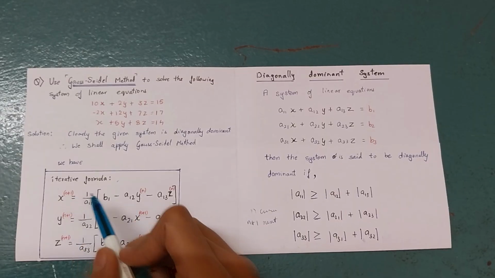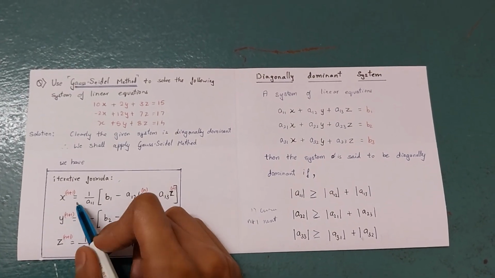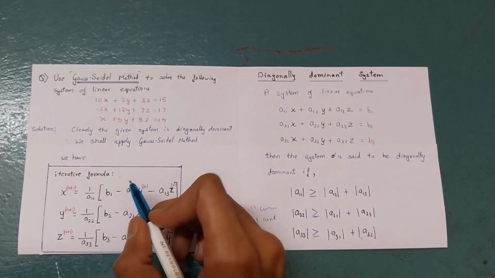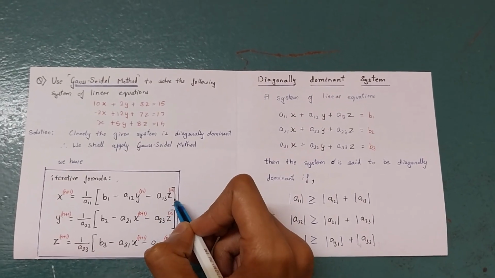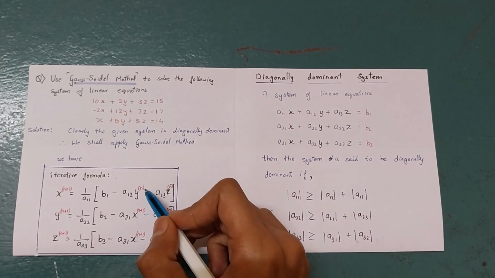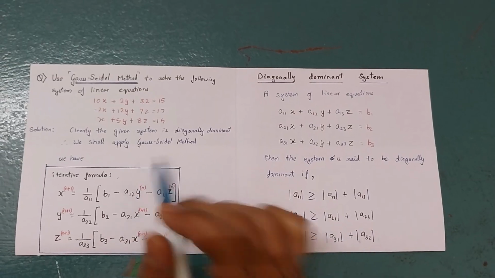When we find the x value, it's of the next iteration, so we write it as n plus 1. Next we need to input y and z, right? For the y and z values we need to consider the latest value. The latest y value is in iteration n and the z value is in iteration n. So write it as n and n.